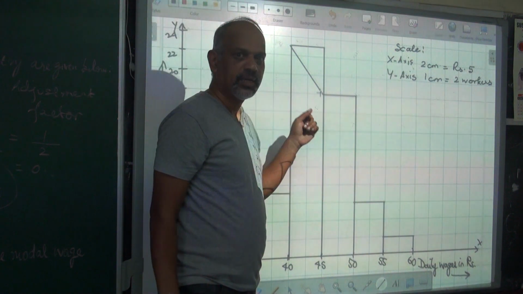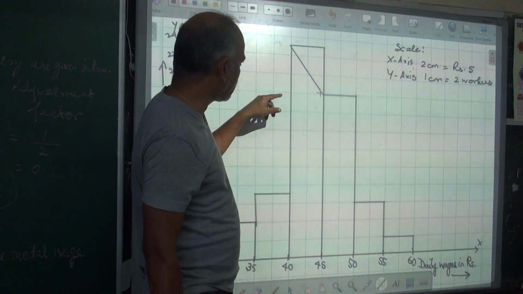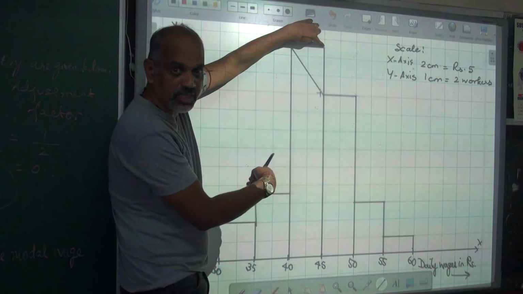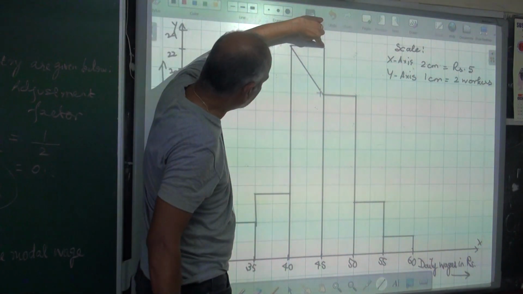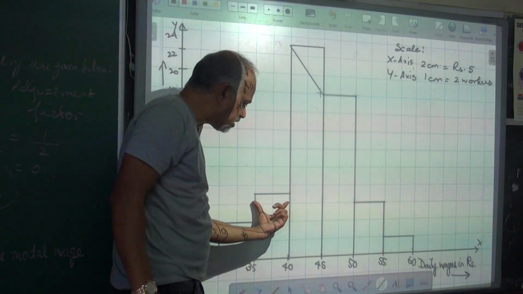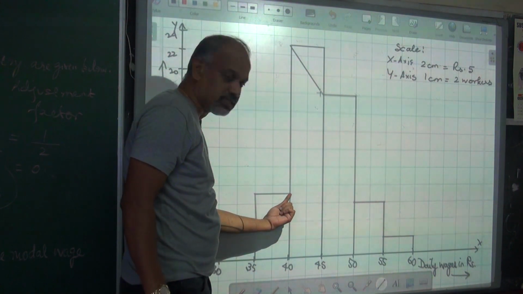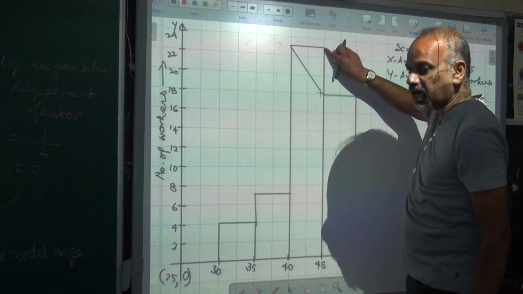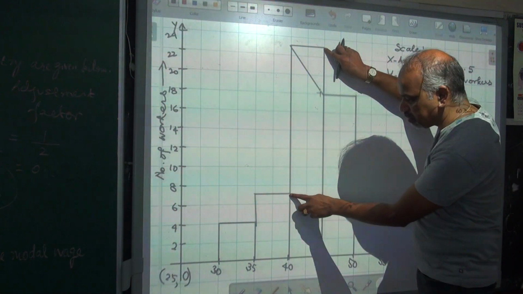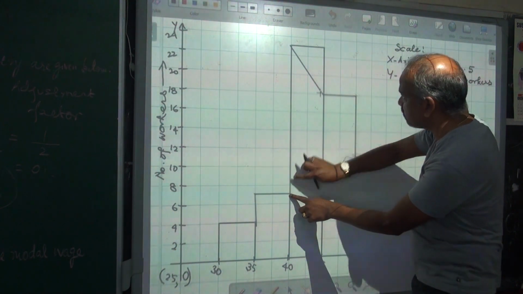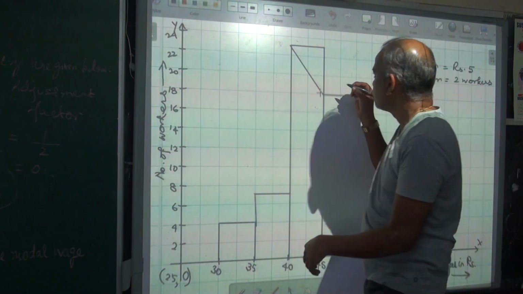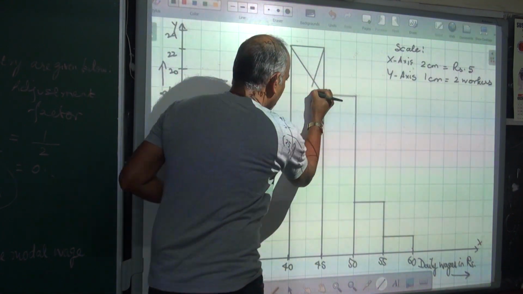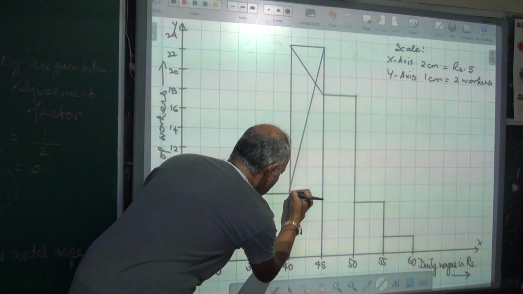That's done. Now next is you will have to join the upper limit of the highest bar with the upper limit of the previous bar. This is the upper limit of the highest bar, and the previous bar is this one. The upper limit of that is this. Okay. So these 2 points have to be joined by a straight line. Okay. So let's join these two. So upper limit of the highest bar with the upper limit of the previous bar.